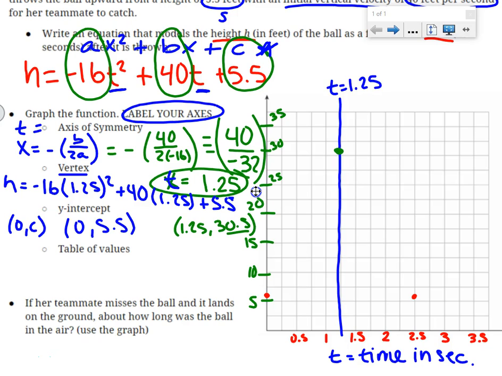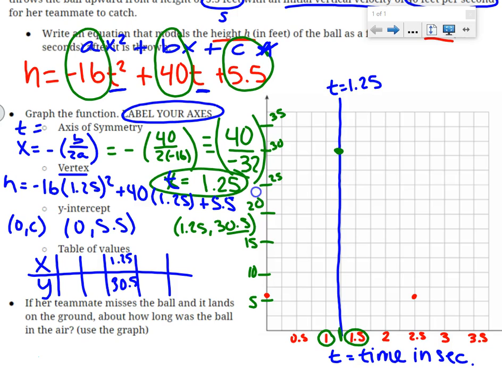We just want to get a little bit more detail, so we're going to make a table of values. We're going to have x, y. Always put your vertex in the middle. So we're going to have 1.25 in the middle, and then 30.5. Now if we look on either side of this line, our axis of symmetry, we have 1 and 1.5, so let's put 1 and 1.5. And then we have 0.5 and 2, so we want to do 0.5 and 2. We want to follow that scale that we made. Then we plug those into our calculator, and we get points on our graph.